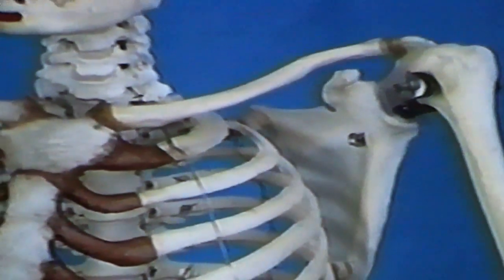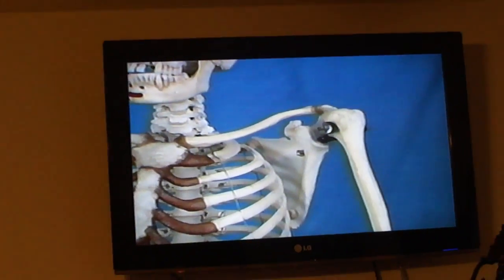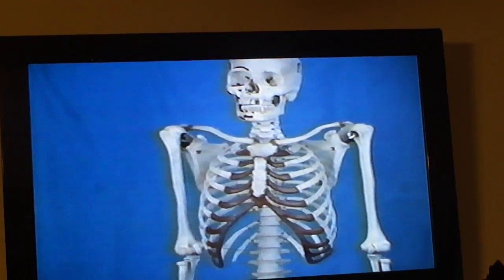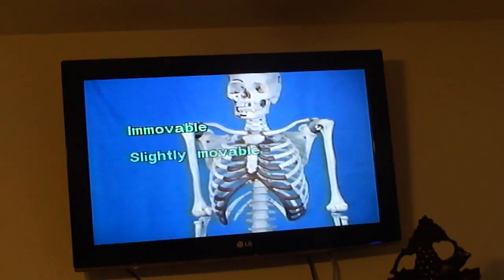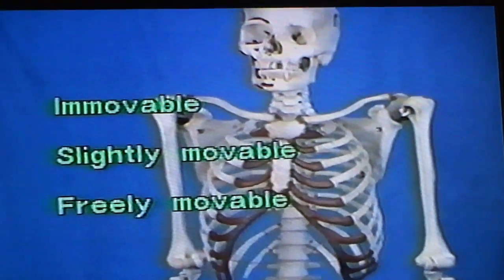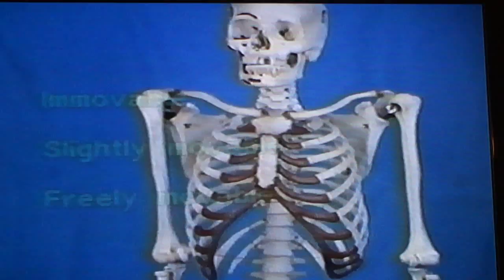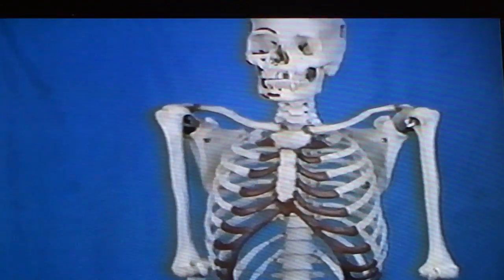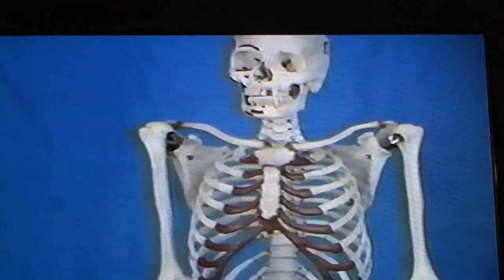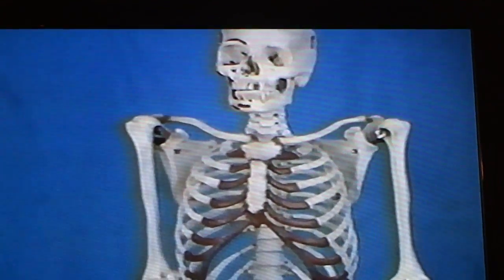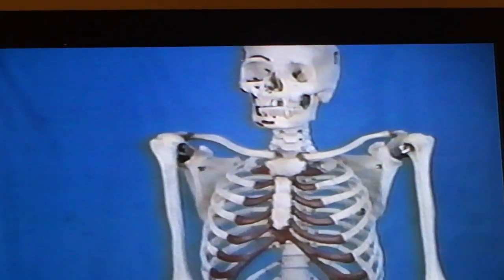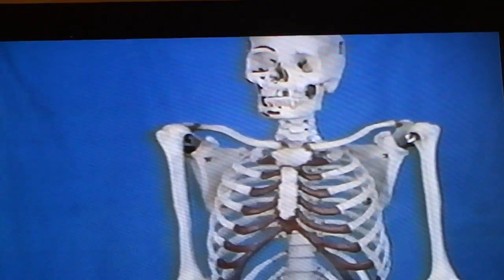Joints are specially designed to permit free movement. Joints or articulations may be classified on a functional basis as being immovable, slightly movable, or freely movable. They may also be classified on a morphological basis depending upon their structure. For the purposes of this videotape, a morphological classification will be used, although the degree of movement permitted by the various types of joints will be discussed.